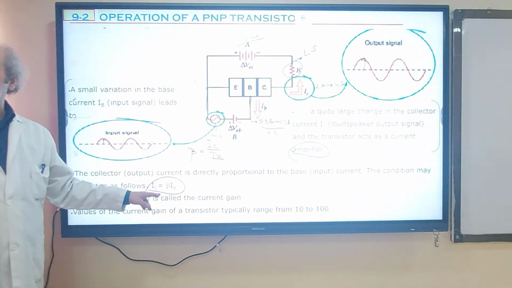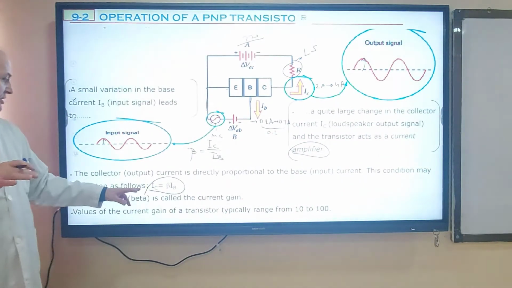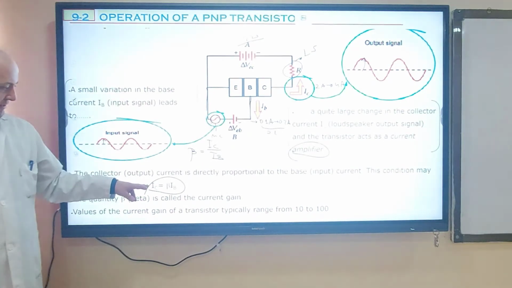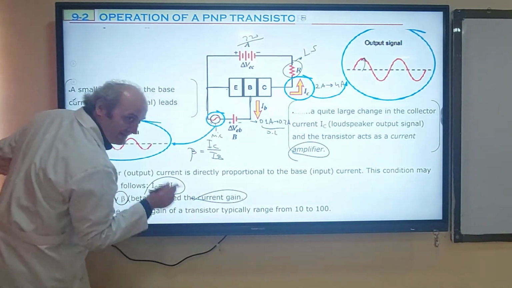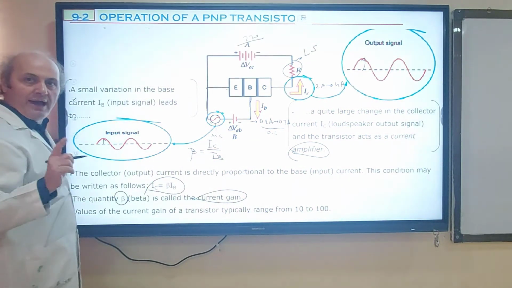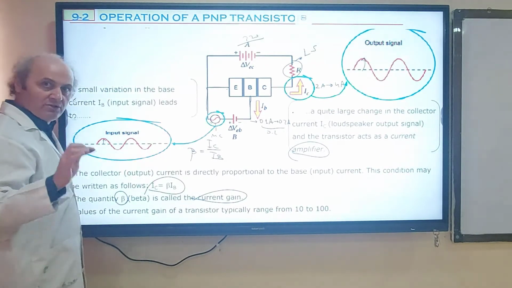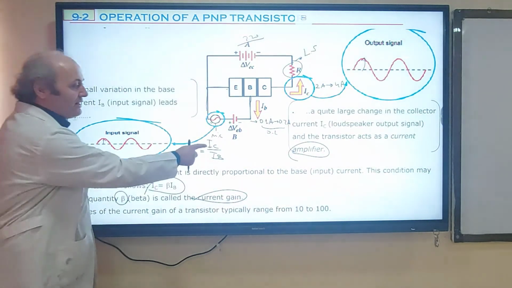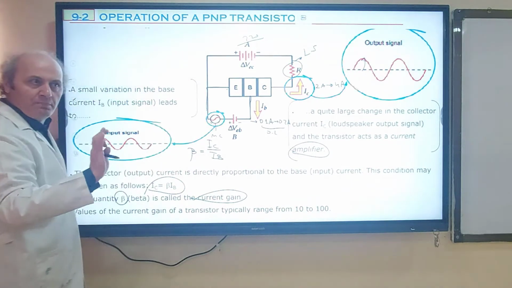This is a ministry exam question. They ask, what is the equation for current gain of a transistor? They write this equation. And this beta is called current gain. As I said, this current gain is always greater than 1 for a transistor, never less than 1 or equal to 1. This is also an exam question. And it has no dimension because you divide ampere by ampere. So it's just a pure number.